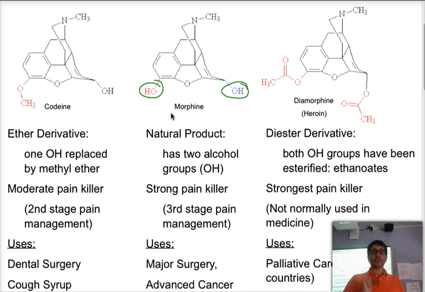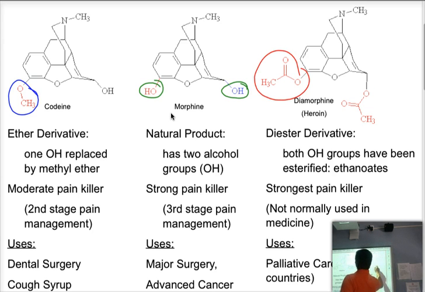Morphine, being the natural one, has 2 alcohol groups. One of those alcohol groups is modified into an ether group for making codeine. And in the case of diamorphine or heroin, those groups are esterified by putting ethanoates. Each one of those modifications will change the polarity overall of the entire molecule, and make it more or less effective.